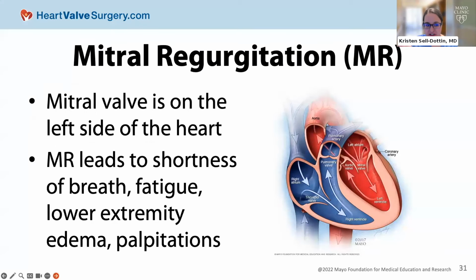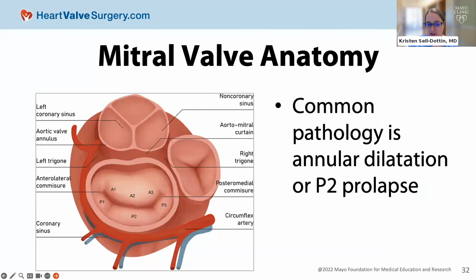So mitral regurgitation, a valve on the left side of the heart as we started in the beginning, leads to a lot of similar symptoms that you can have with other valvular disease. Next. Mitral valve anatomy. So here you see the mitral valve sitting in the center of the screen. It's sort of in the back of the heart near the spine. And when it is working properly, it kind of looks like a smiley face. Okay, but P2, the segment labeled in that picture, is the area that is most commonly affected when dealing with primary MR. Next slide.